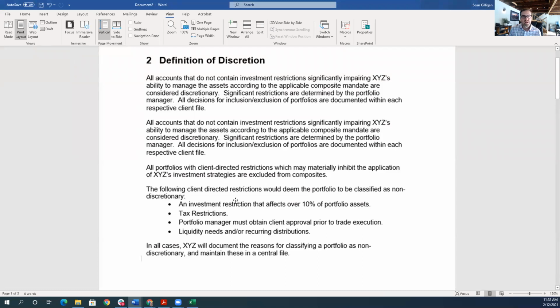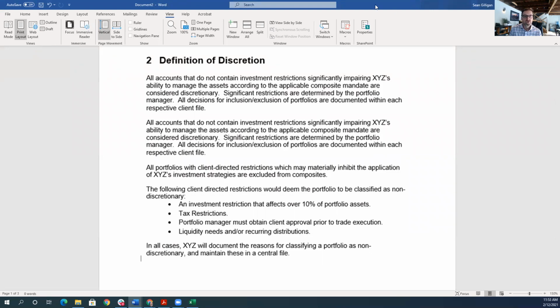What this is saying is that if there's a restriction placed by the client on certain securities, so maybe they say you can't sell this low-cost basis stock, and that low-cost basis stock makes up more than 10% of the portfolio, that is non-discretionary for GIPS purposes, and you need to kick it out of the composite. If it's under 10%, then we need to leave it in the composite. So we need to consistently apply this rule.